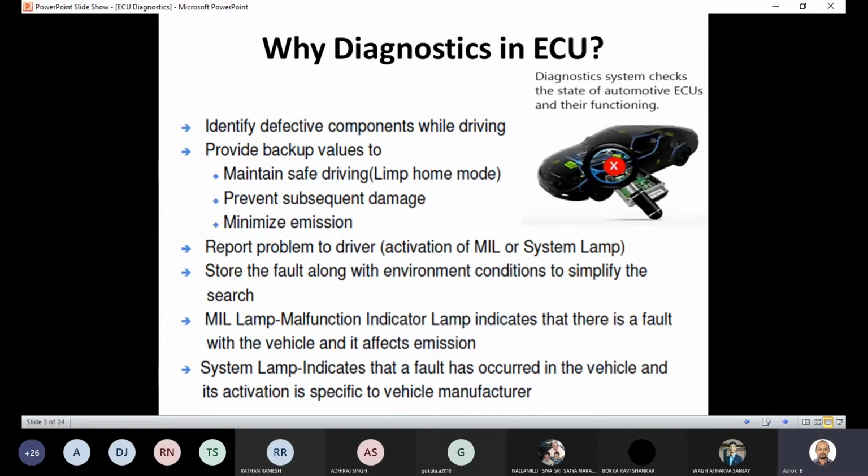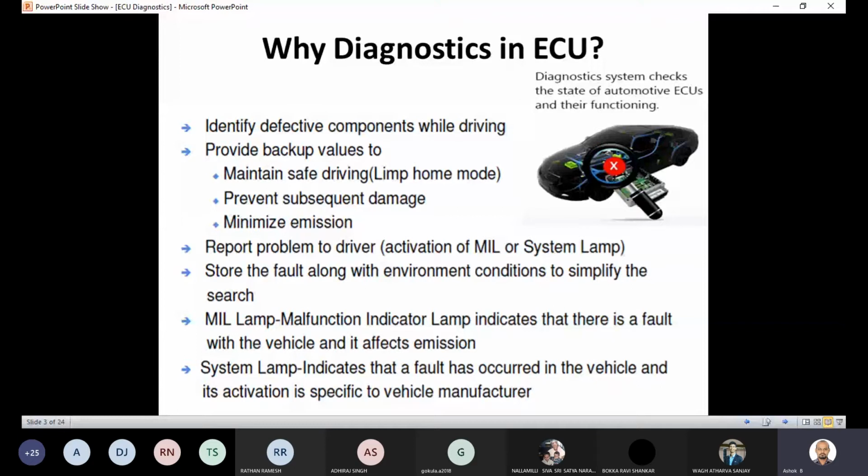And for each and every fault in any particular ECU or a group of ECUs, the particular fault can be stored in the ECU memory. Similarly, the MIL indicator lamp indicates that there is a fault in the vehicle, and that it affects the emission, vehicle performance or vehicle operation. It will not only indicate the emission fault, but also whether there is a fault in the ABS, or in the engine ECU, or in which ECU there is a fault. It will just indicate there is a fault.